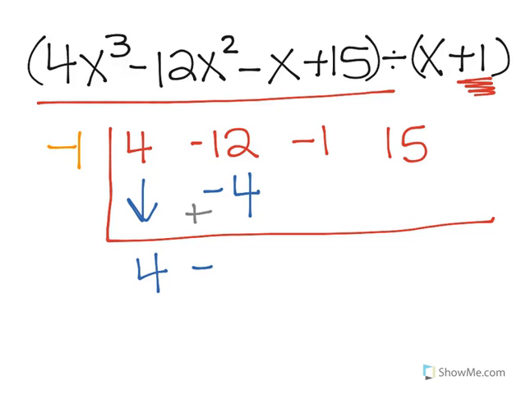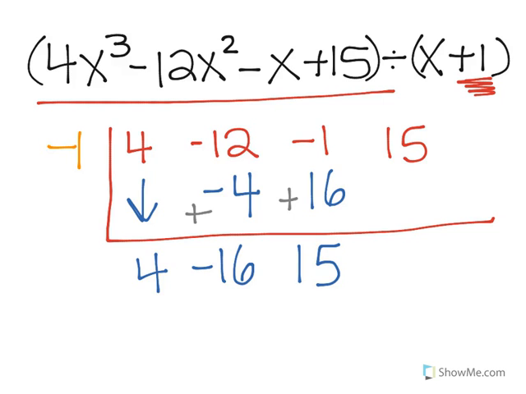and I get negative 16. Alright, you do it again. Outside negative 1 times negative 16, you're going to get positive 16. Add down, and you're going to get 15.